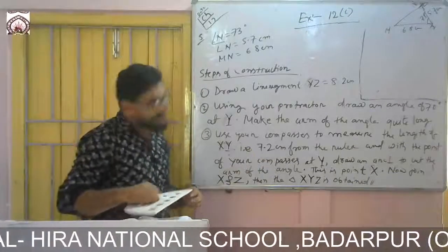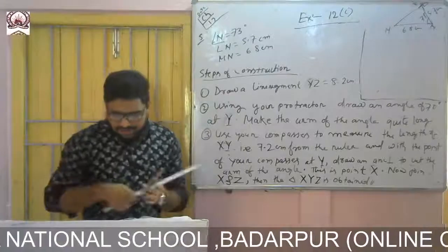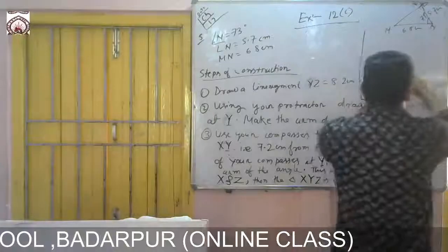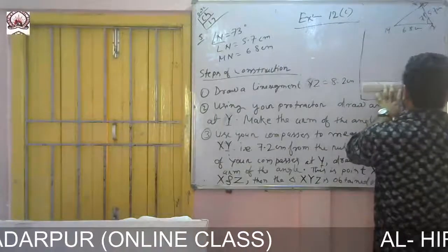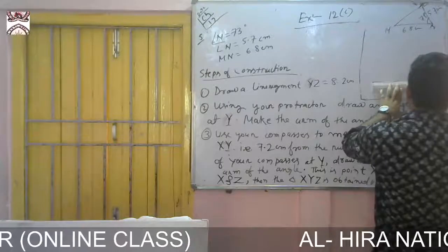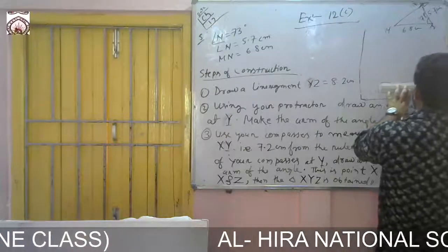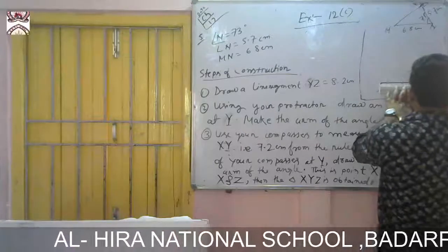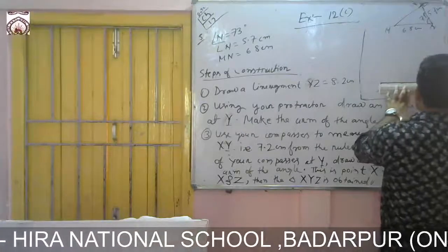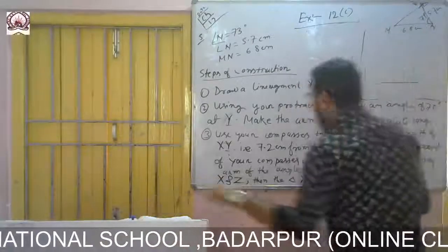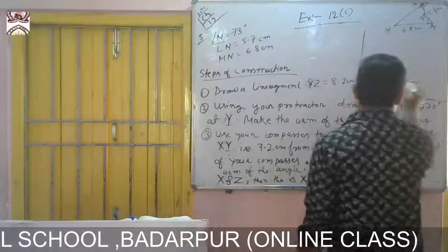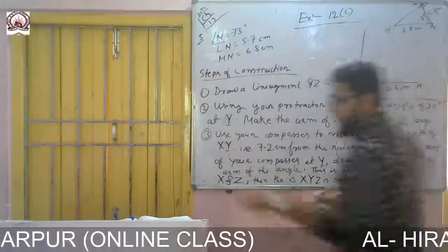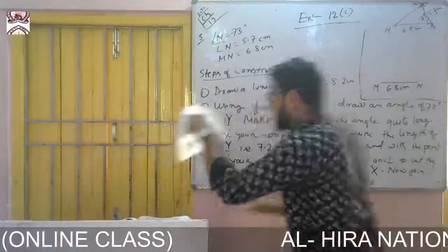First you take MN 6.8, so quickly draw MN 6.8 centimeter. So this is MN, 6.8 centimeter. In N I need to draw 73 degree.